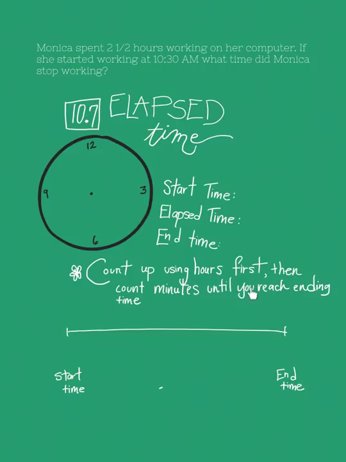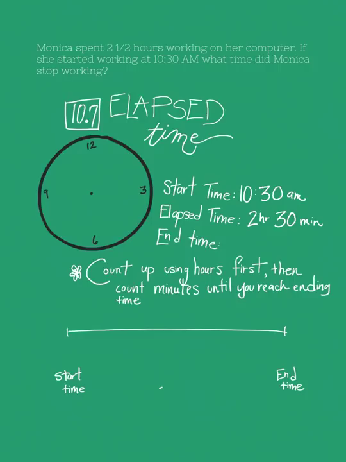So there's a couple different ways you can do this. I like to do this way the best. You count up using hours first and then count minutes until you reach the ending time. So if our starting time is at 10:30 a.m., the elapsed time, that means how much time was spent, is 2 hours and 30 minutes.